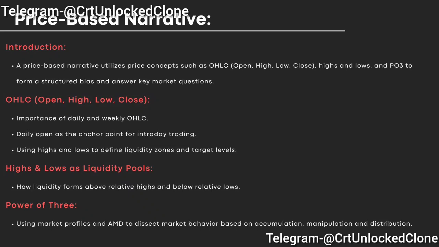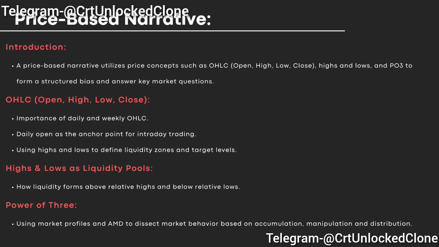The next concept that you would be using is the power of three, or you could also call it the AMD concept, or the accumulation, manipulation, and distribution concept. The power of three is a key concept for dissecting market behavior. It's basically an advanced version of market profiles. You know that in market profiles we've got five different types of market profiles, and basically the power of three has narrowed those profiles down to just three, which are the accumulation, manipulation, and distribution profiles. It explains how price moves through these three distinct phases.